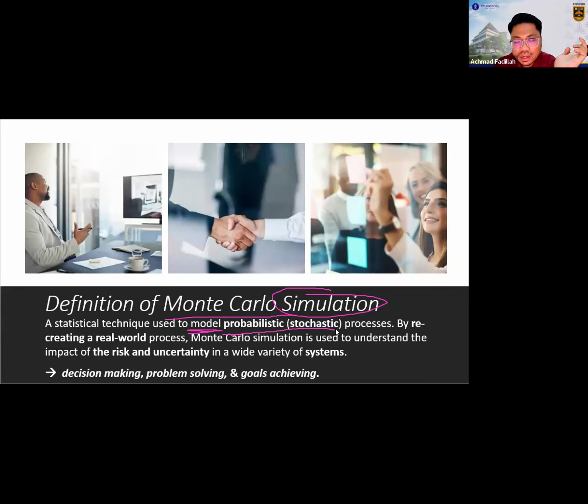Previously we learned about the linear model, x plus y. That's very simple. But now we would like to understand about the probabilistic. I already gave you the example of the coins, the probabilistic. I will ask you.